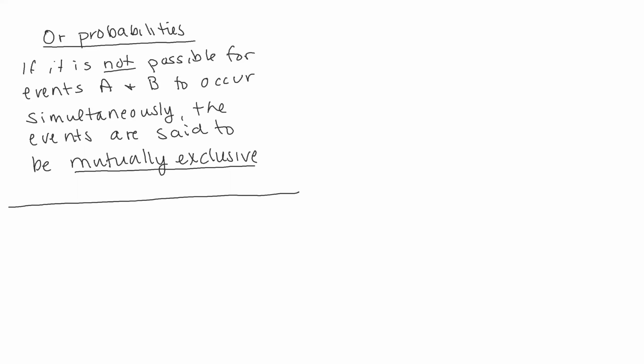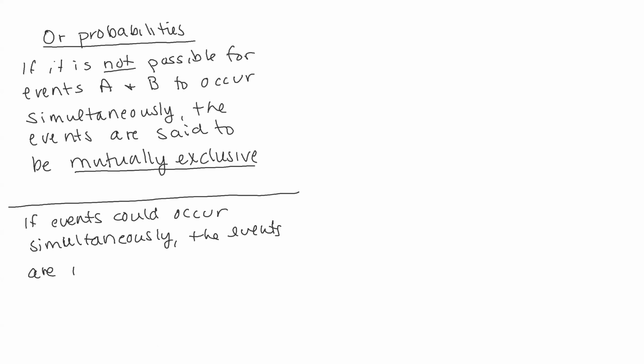So that's kind of the first definition. The second definition, which is not listed in the same spot on your worksheet, but I want to go ahead and go over it right now. If events could occur simultaneously, the events are not mutually exclusive. So basically, if two things could happen at the same time, they're not mutually exclusive. If they could never happen at the same time, they are mutually exclusive.